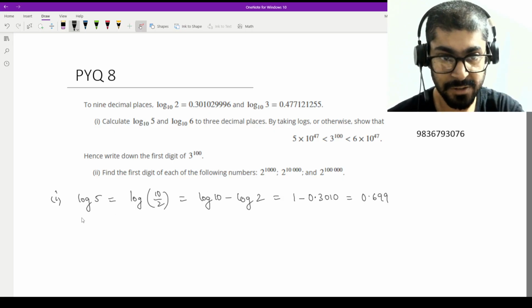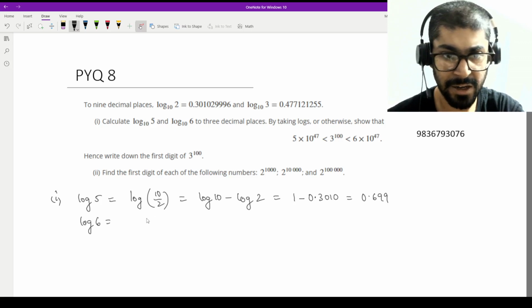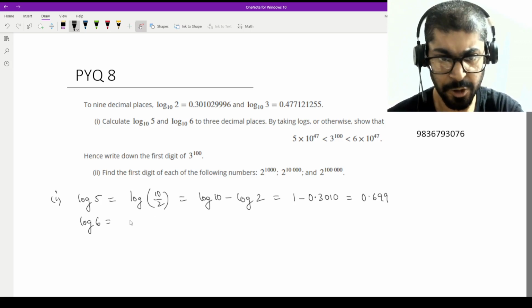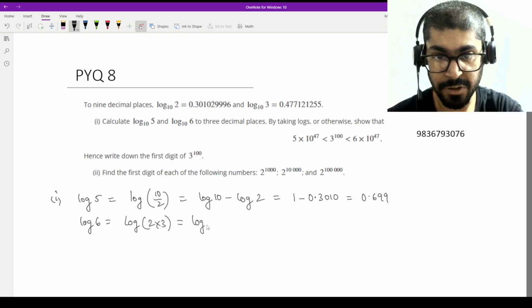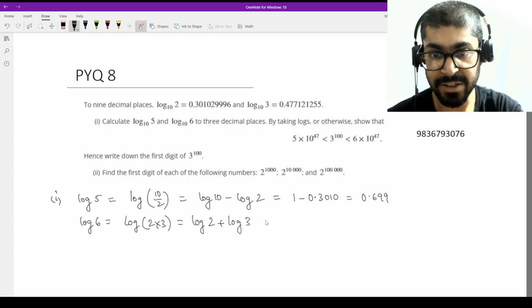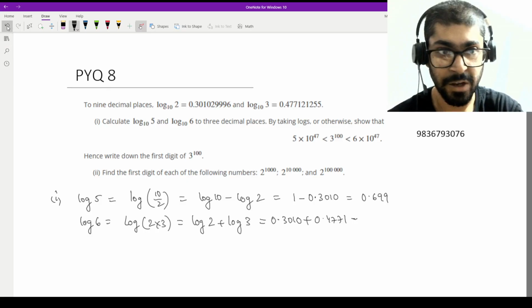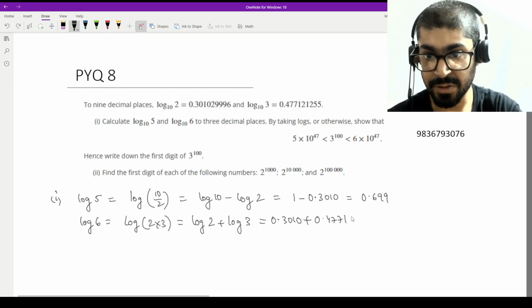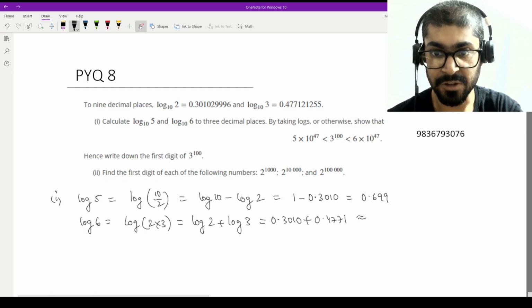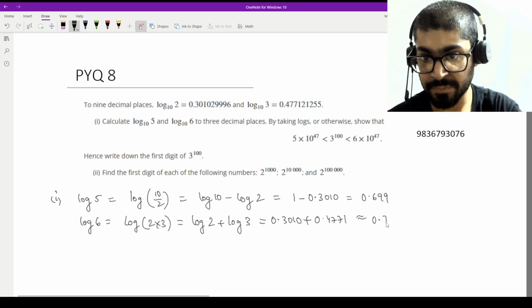Then we will do log 6. Log 6, I can take 2 into 3, that will be easier. Log 2 into 3 is log 2 plus log 3. Now I have to add these two values. So 0.3010 plus 0.4771, which would give me, I'll do the termination and approximation in one step, approximately 0.778. Because 3 plus 4 is 7, 0 plus 7 is 7, 1 plus 7 is 8, and 0 plus 1 is 1.